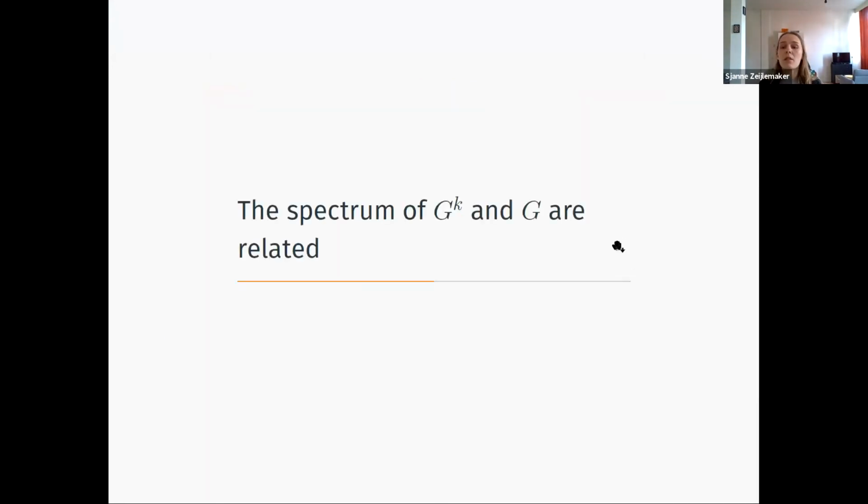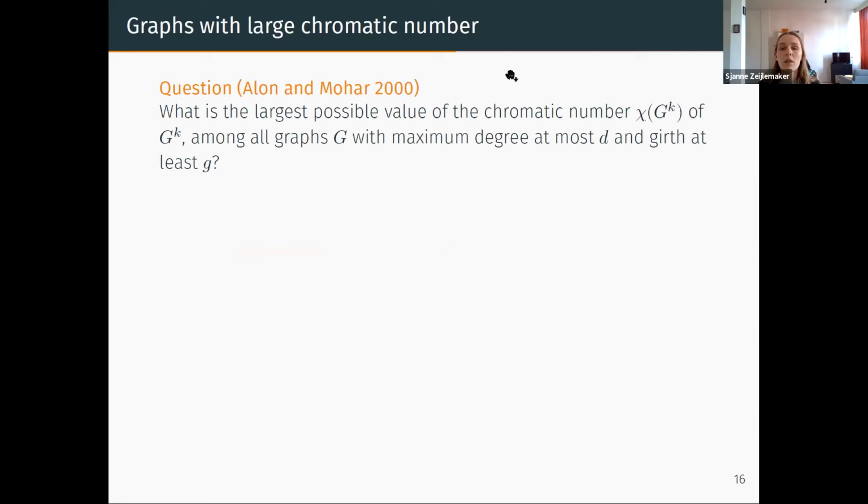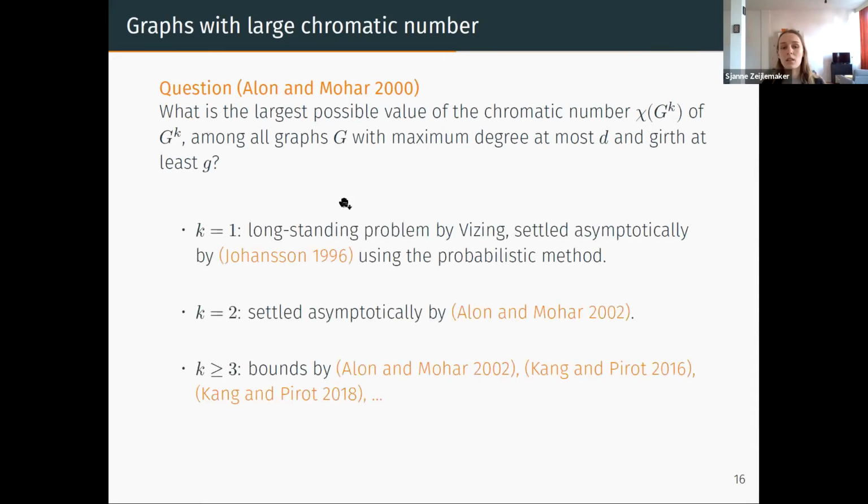Before I get into this, I want to very quickly look at a special case of this problem, when there is actually a relation between the spectrum of the graph and the power graph. In particular, we looked at an old question from Alon and Mohar. They wondered: if we fix the girth and the maximum degree of a graph, what is the largest possible value of the k-chromatic number that we can still achieve? For k=1, this problem was already posed by Vizing, and it was solved using the probabilistic method. In the meantime, the case k=2 has also been settled. But for k=3 and larger, this problem is still open.